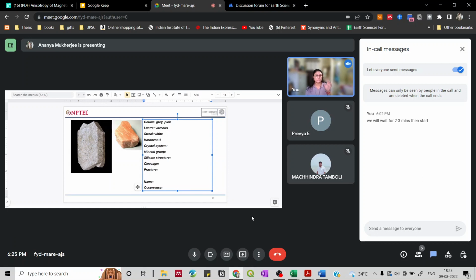As I had asked before, can you say what crystal system this looks like? You can see that one axis is tilted. When one axis is tilted, which crystal system will you call it? So it is a monoclinic crystal structure. And the mineral group is feldspar, and the silicate structure of feldspar is tectosilicate, sorry, framework silicate.